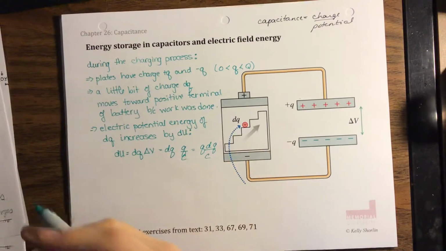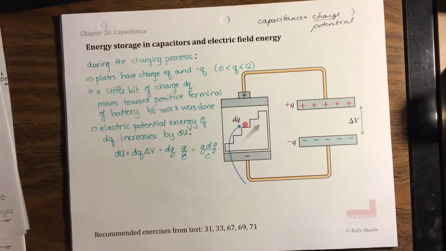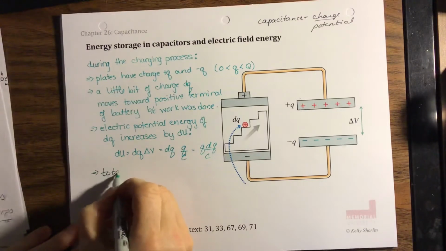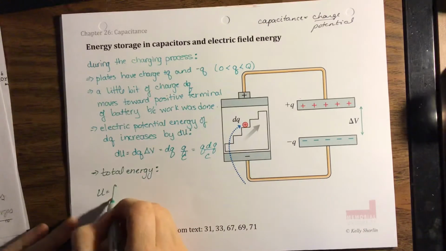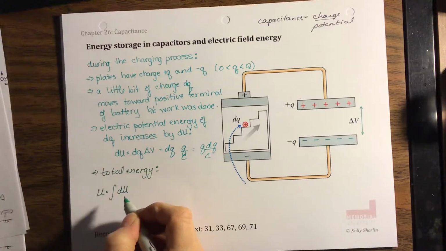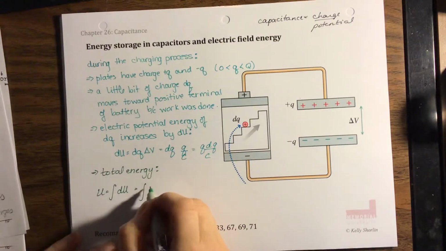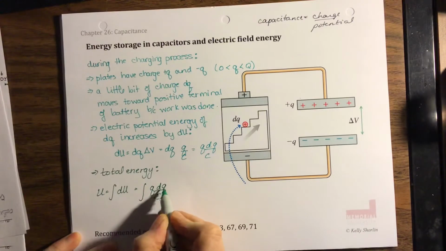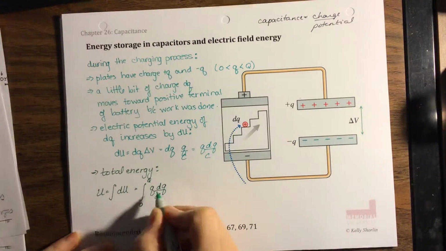If I want to find the total electric potential energy U, I just have to add up all the little bits. So my total energy is U, which is the sum of all of our little bits of energy. And remember, when we're adding up a bunch of small things, that's an integral. So we're doing the integral of Q times dQ over C. We're adding up over all the little bits of charge. So the charge starts with nothing, and it stops when we get to all of the charge, capital Q.